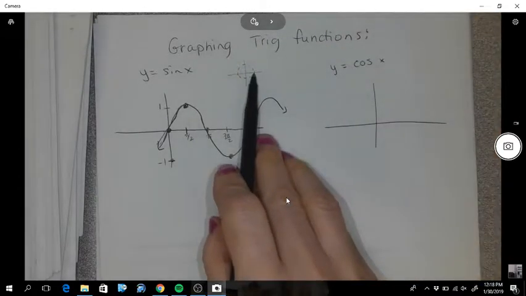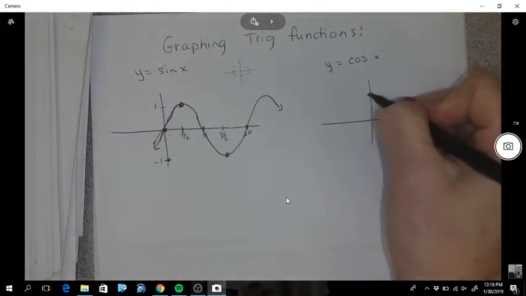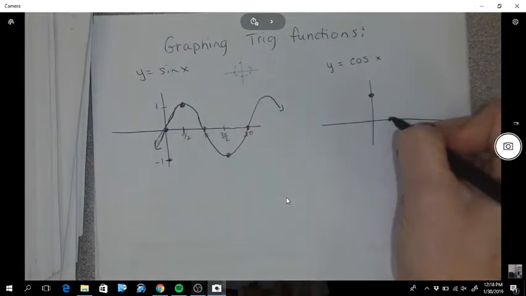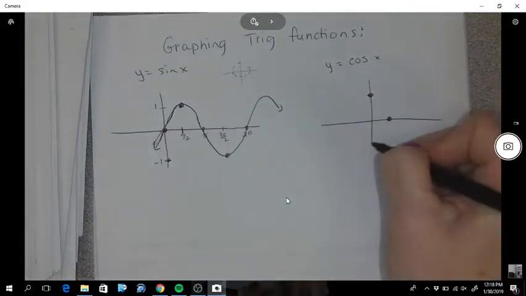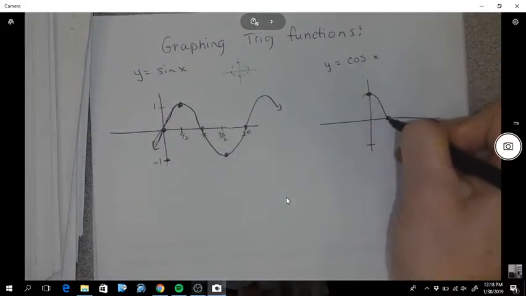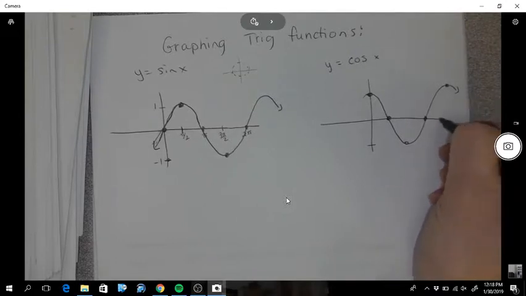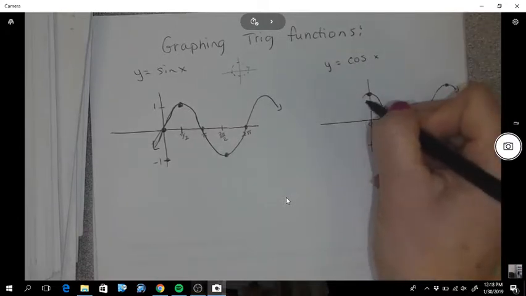Okay, so let's think about 0 degrees. Your x value is 1 there. And then at 90, your x value is 0. And then at 180, your x value is negative 1. And then we're going back to 0 and then back up to 1.